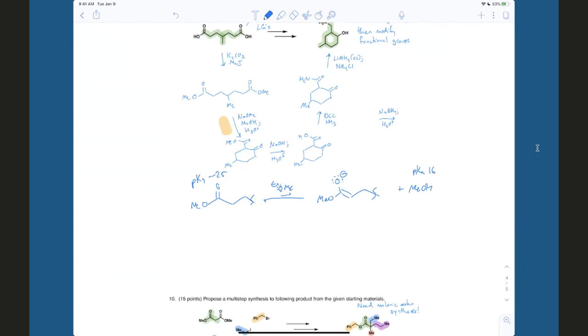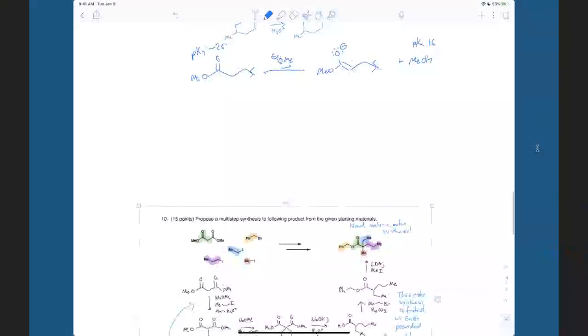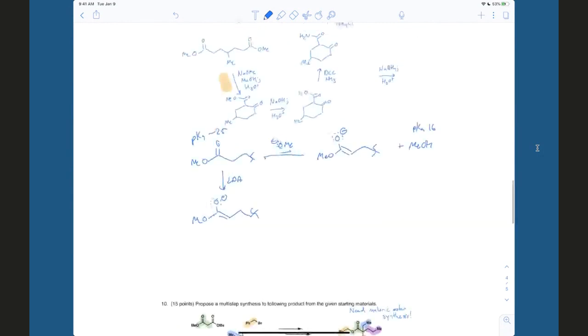So this is not like LDA. If you used LDA, then we would be using our essentially single-headed arrow here, and you would make exclusively this type of enolate. Electrostatics will also disfavor the double ionization of that single molecule a bit.